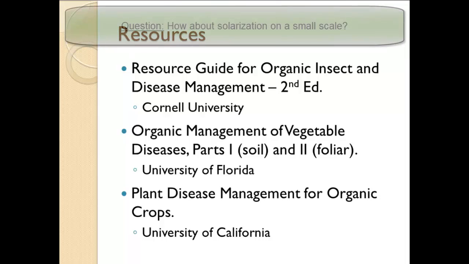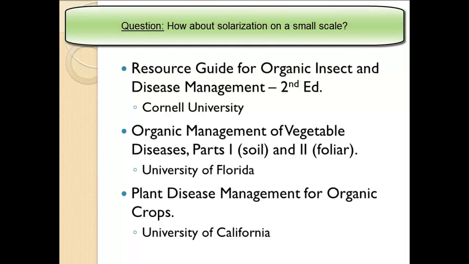I have a question about solarization on a small scale. If you're not familiar with the concept of solarization, that's where you cover a soil. It's most effective if you cover it with clear plastic. What that does is let the sunlight through and heat the soil, and it has been shown to either kill or inhibit soil-borne pathogens. And that does work on a small scale.